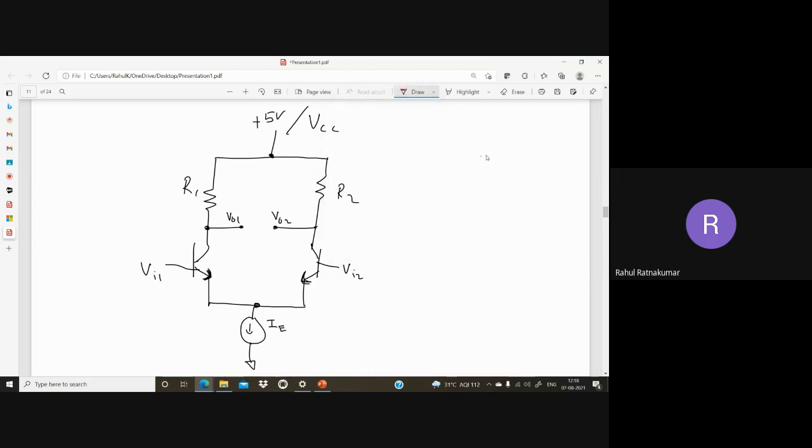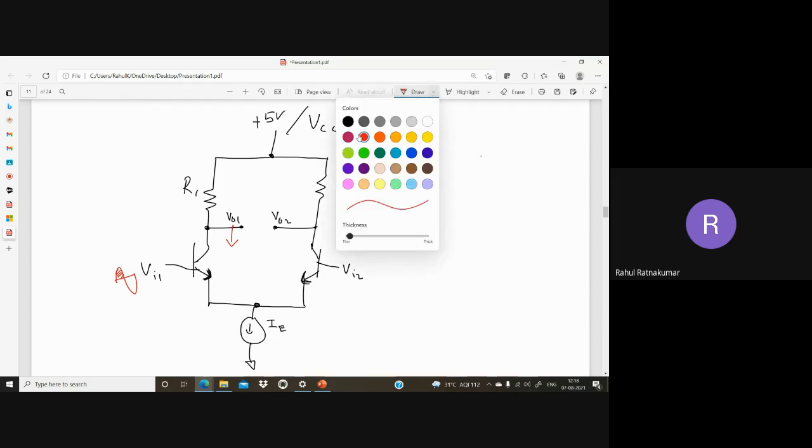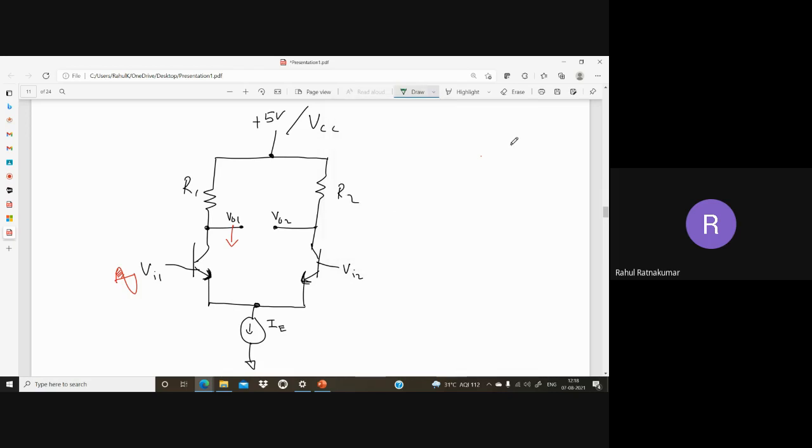Okay, now let's see. I'm giving some input here. As I discussed previously, as this input is increasing, this V output is decreasing. So what is happening? Why is that happening? We already discussed. Because IC is increasing, this current I1 is increasing, right? I1 is increasing.